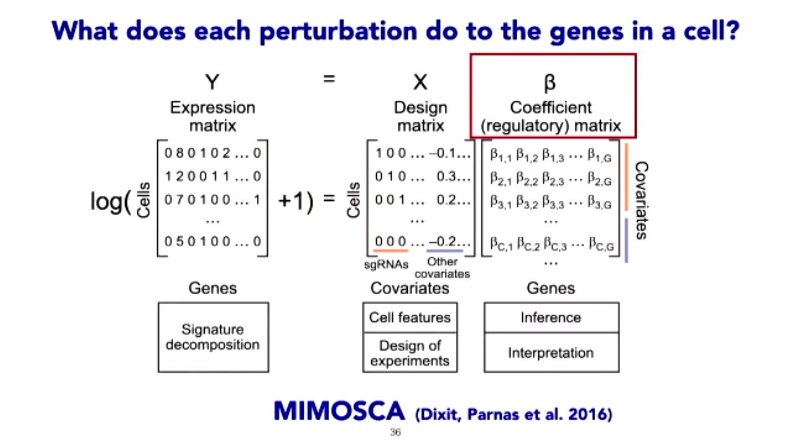The regression framework offers the advantage of adding other covariates that we may want to correct for. For example, there might be a batch effect in our data that we want to include as a covariate, or we may want to include some other cell quality metric as a covariate. And finally, what we're really interested in is inferring this coefficient or the regulatory matrix. This coefficient or regulatory matrix gives us the effect size, or the effect of each perturbation on the expression of each gene.